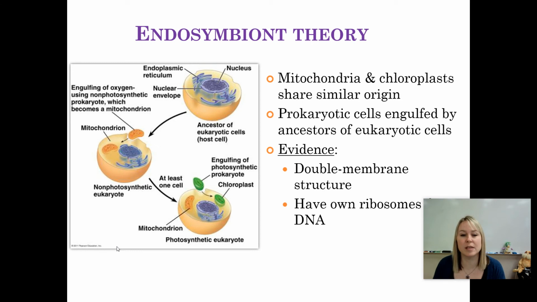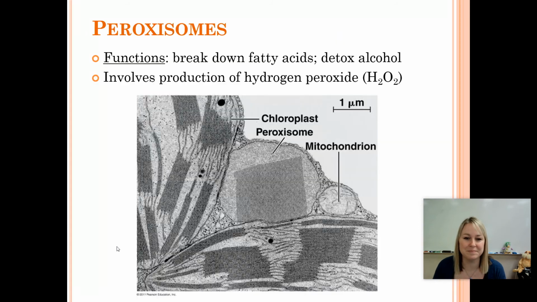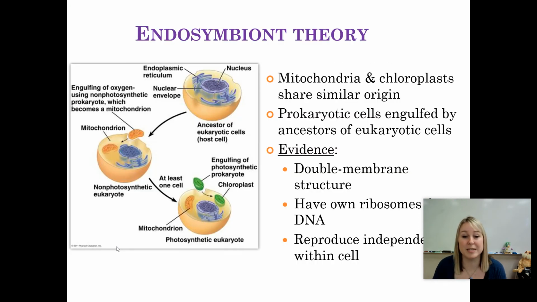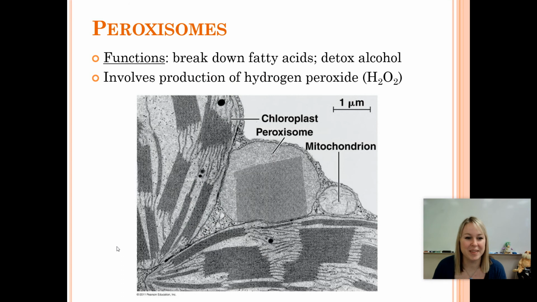Some of the evidence for the endosymbiotic theory is the double layer membrane on these organelles. They have a membrane surrounding them, but they also have an extra layer of membrane, probably from being engulfed by others. And again, having their own ribosomes, their own genetic material, and their own mechanisms for replicating. They can replicate themselves inside our cells. You do not make mitochondria, they make themselves. They reproduce independently within the cell.